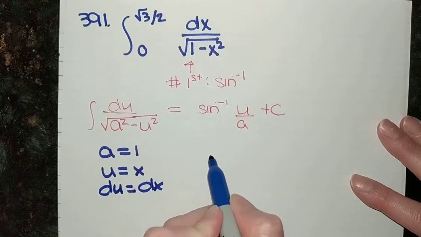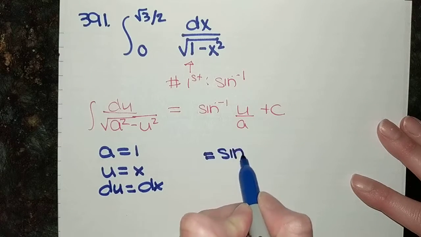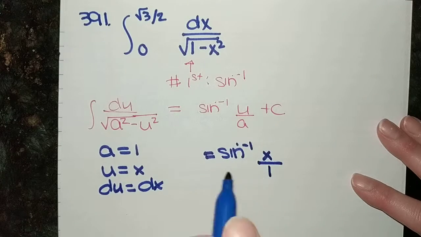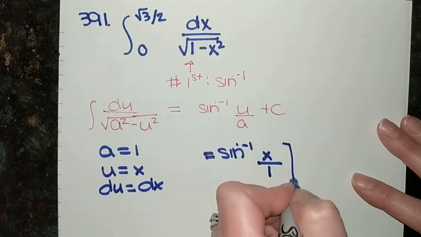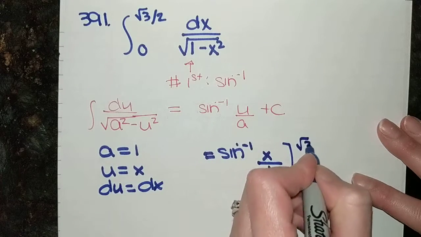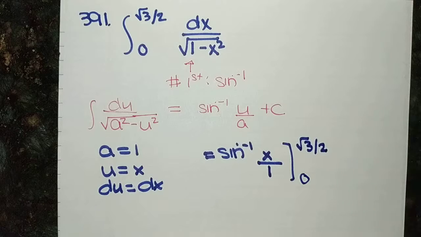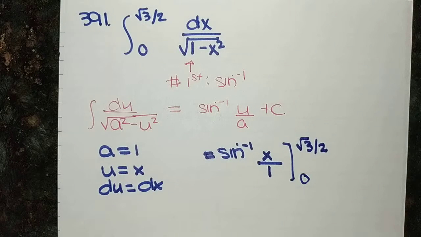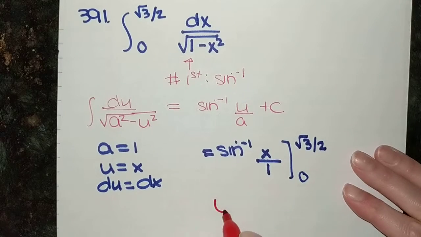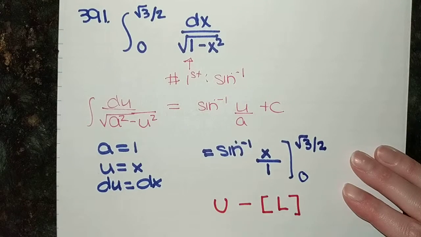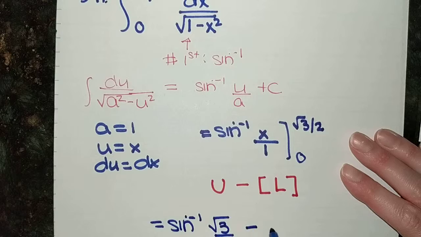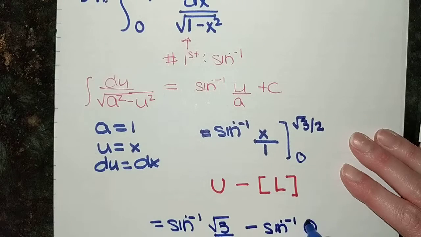So this answer would be the integral of sine inverse of u, which is x, over a, which is 1. And then because we have bounds, we'll have to put it from 0 to square root of 3 over 2. So you match it up based on the u and the a that you have identified, and then we plug in our upper bound minus our lower bound. So you will have sine inverse of square root of 3 over 2 minus sine inverse of 0.